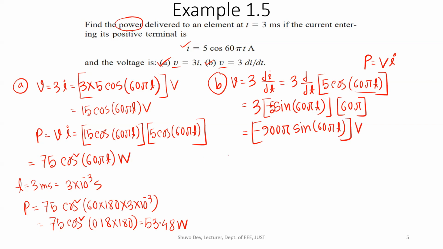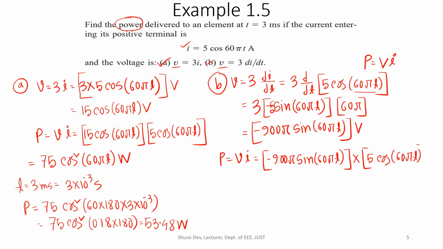Okay, but we have to find power. So again we need V into I. So voltage is minus 900 pi sine 60 pi t, and what is the current? Current is given 5 cos 60 pi t. So now we have to multiply this. Multiplying this, we find 900 pi and 5 multiplied gives minus 4500 pi, and here will be sine 60 pi t into cos 60 pi t.